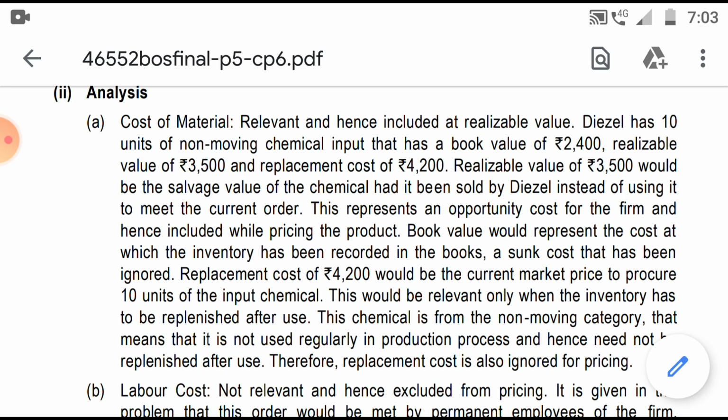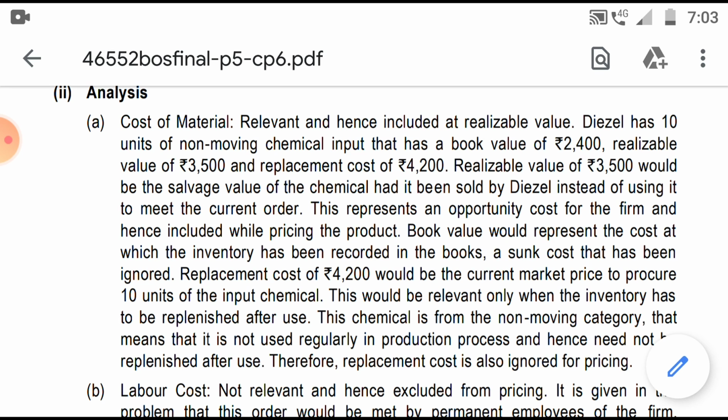A sunk cost can be ignored; basically, it is a sunk cost that we have to ignore. The replacement cost of 4,200 would be the current market price to procure 10 units. This would be relevant only where the inventory has been replenished, that is, replaced after use.